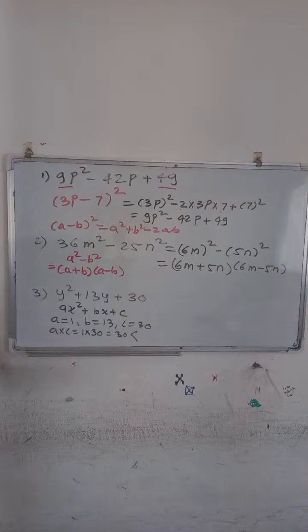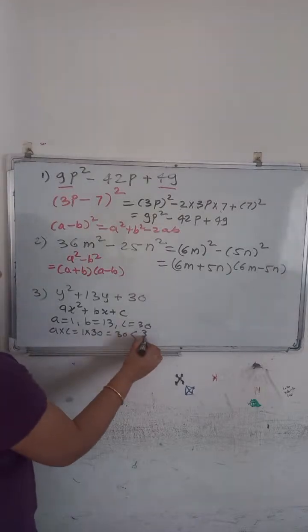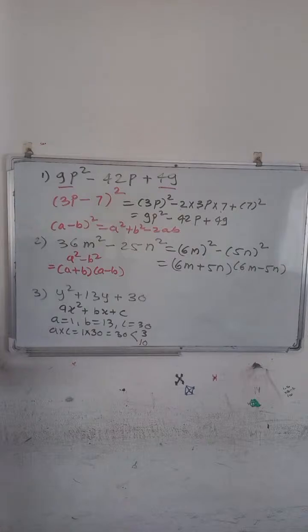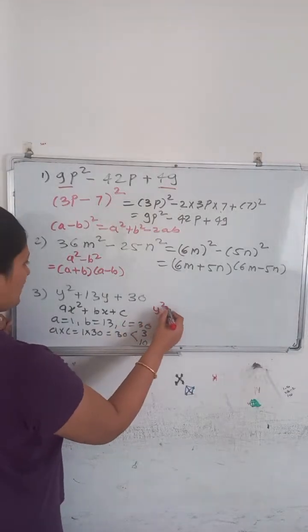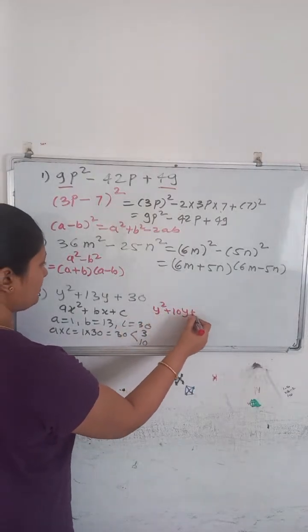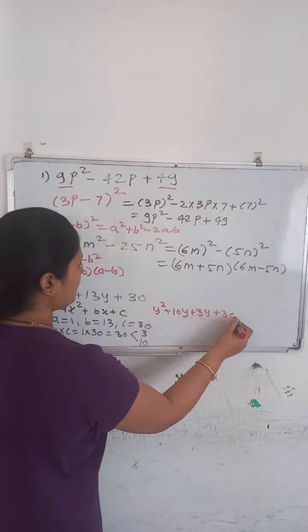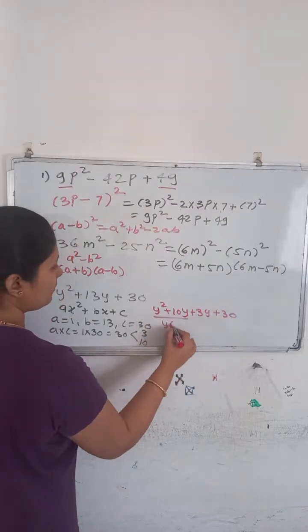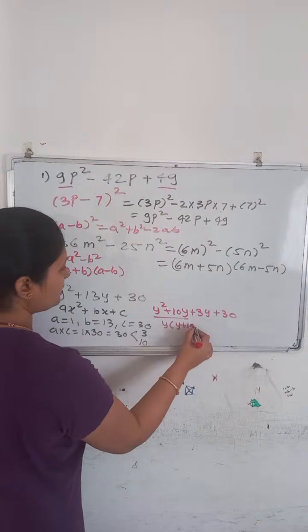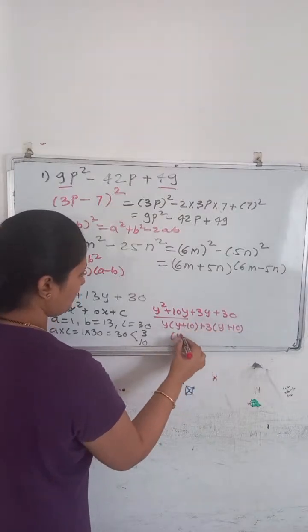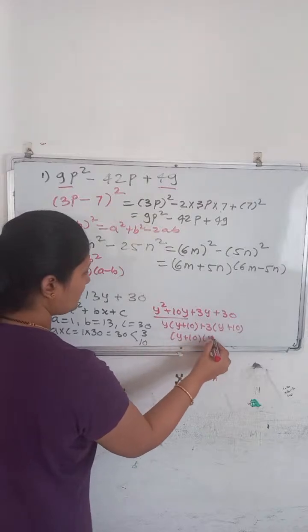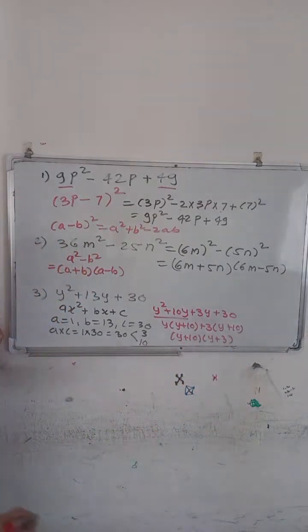So we can write 3 tens are 30, so 10 plus 3 is 13 and 10 into 3 is 30. So we can write this equation as y square plus 10y plus 3y plus 30. If I take y common, y into y plus 10 plus 3 into y plus 10. So y plus 10 and y plus 3. Getting this? So these are the factors.